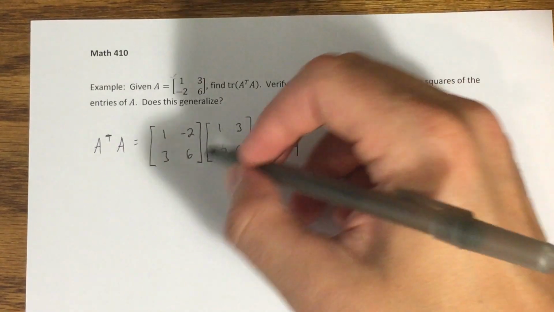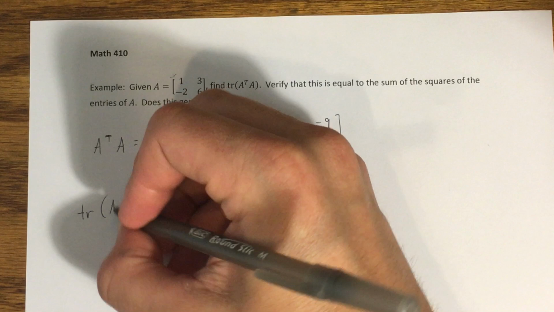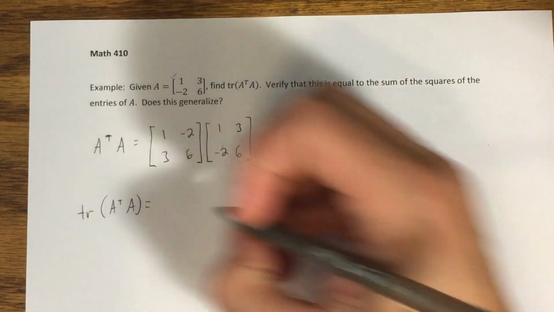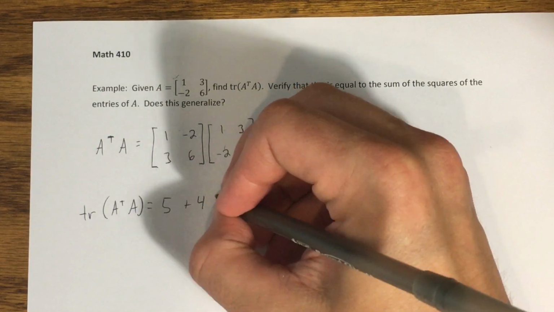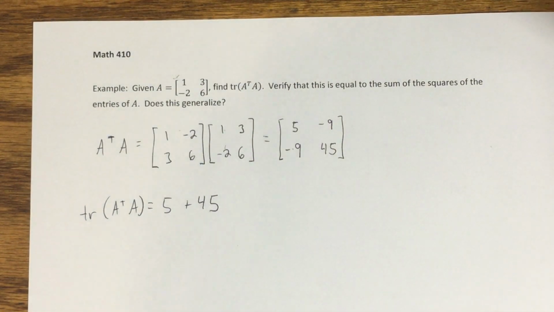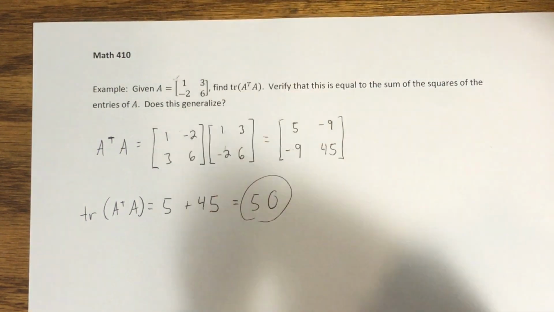Make sure I got that right. Yeah. All right. So now what I need is the trace of that. Well, the trace is the sum of the entries on the main diagonal. 5 plus 45 is equal to 50. So there's my trace.